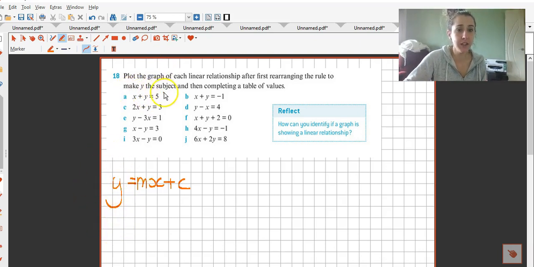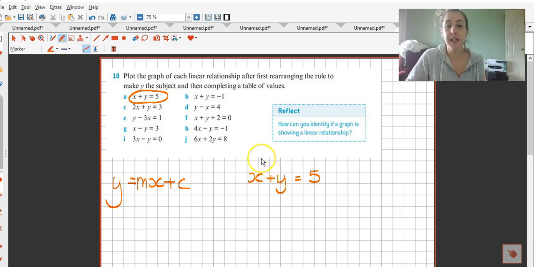Okay, so let's have a look at A. We've got x plus y equals 5. As we can see, on the left hand side of our equation we've got x and y, and we've got 5 on the right hand side. So we want to get y on its own to one side of the equation, so we need to move x to the other side. Remember that whatever we do to this side, we need to do to this side.